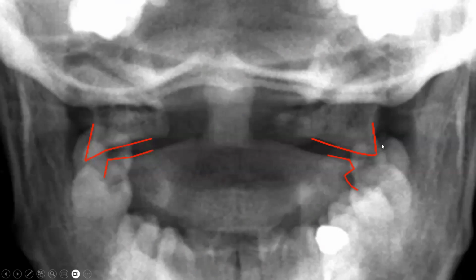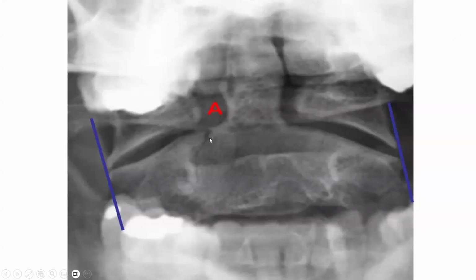So here's a fracture C1 or C2? C1. If you find this edge not the same line with this edge, it means the C1 fracture. Easy? It means the fracture here and here in the ring. That's why this part goes lateral, this part goes lateral. Easy, guys? Okay, but the dens is intact, right?